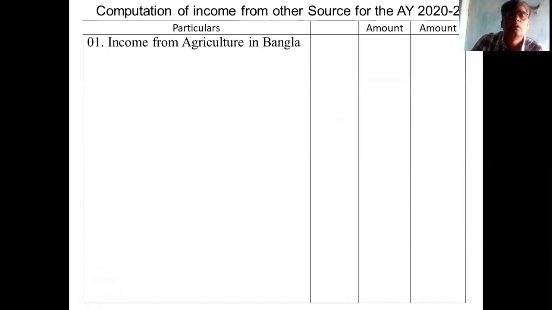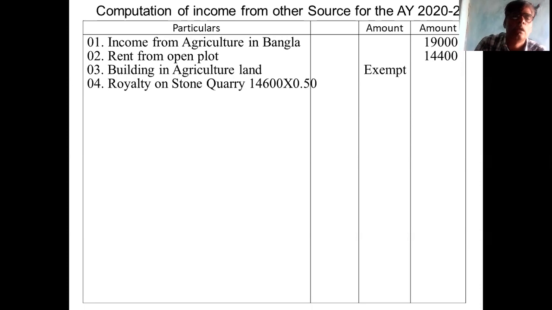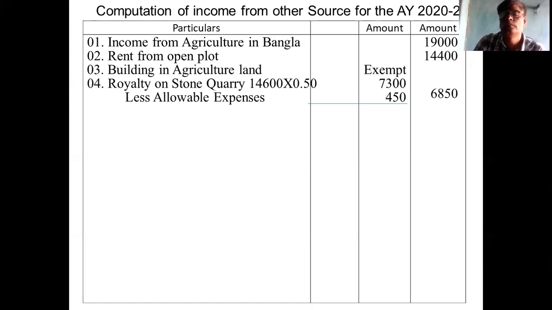First point, income from agriculture in Bangladesh, 19,000, it is taxable; it is outside India. Rent from open plot, 1,200 into 12, 14,400. Next is building in agriculture land; building in agriculture land is exempted. And the fourth point is royalty on stone quarry: 14,600 into 0.50, 7,300. Less allowable expense 450. You deduct 450, the remaining answer is 6,850.